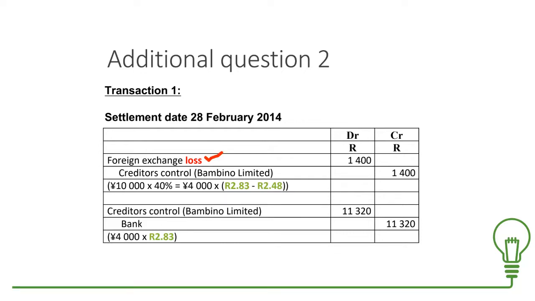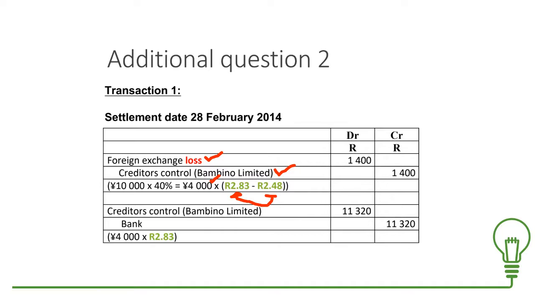Why is it a loss? Because the creditor is getting bigger. We're moving from 2.48 to 2.83, so we're getting bigger. Notice how they're only revaluing the 4,000, only the amount that is being settled.